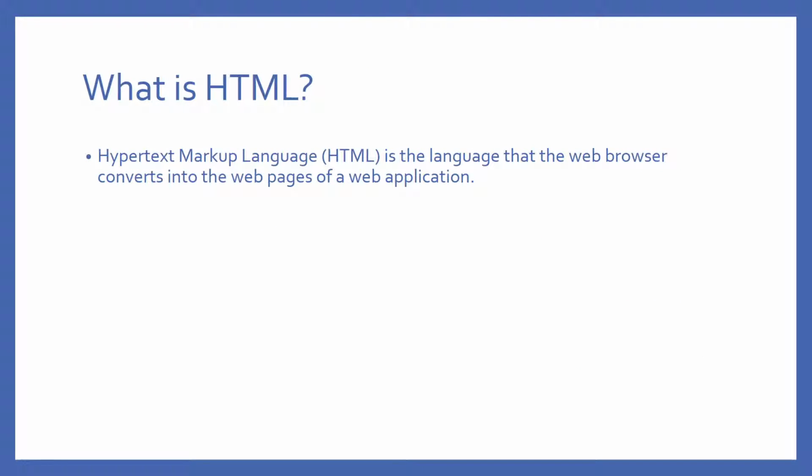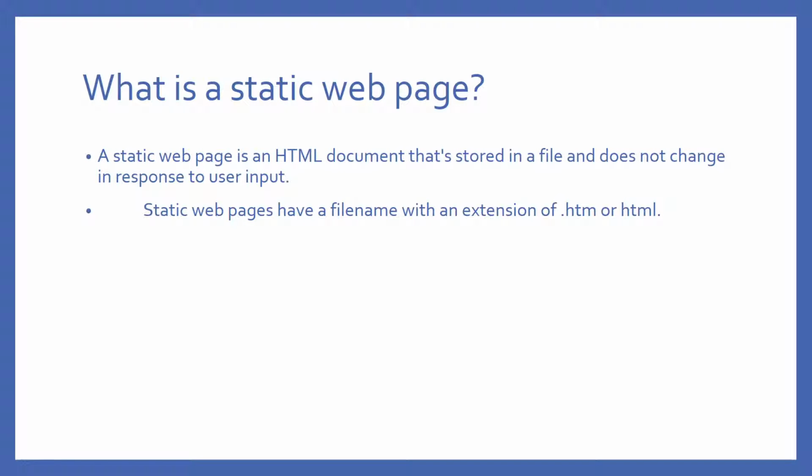What is HTML? Hypertext Markup Language, HTML, is the language that the web browser converts into the web pages of a web application. What is a static web page? A static web page is an HTML document that's stored in a file and does not change in response to user input. Static web pages have a file name with an extension of .html or .htm.